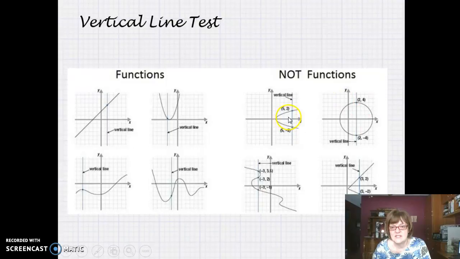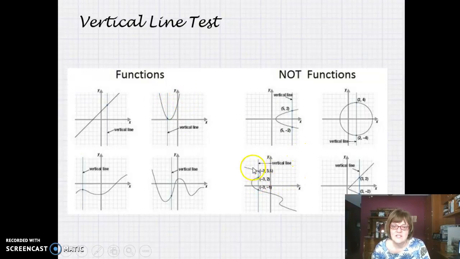Same with this sideways one. This is called a parabola. These shapes are called parabolas. It's like a satellite dish. Okay, satellite dishes are parabolas. So this one does not pass the line test because it's going sideways. This one passes the line test because it's going up.